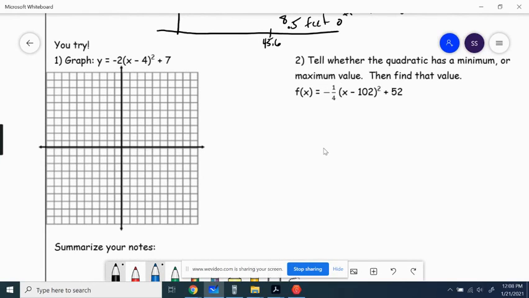All right, let's see how you did. Number 1, we're going to start with the vertex. Let's find the vertex. It's going to be +4, +7. 1, 2, 3, 4. 1, 2, 3, 4, 5, 6, 7. That's right there. And you could definitely take your time to make a table, but I'm just going to take my a term, which is -2, and multiply it by 1, 3, and 5. So I'm going to get -2, -6, and -10.